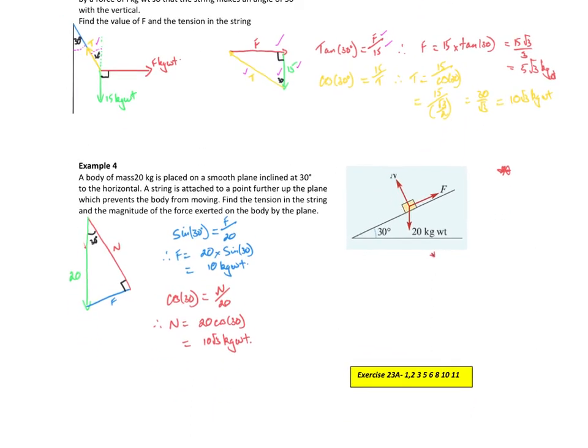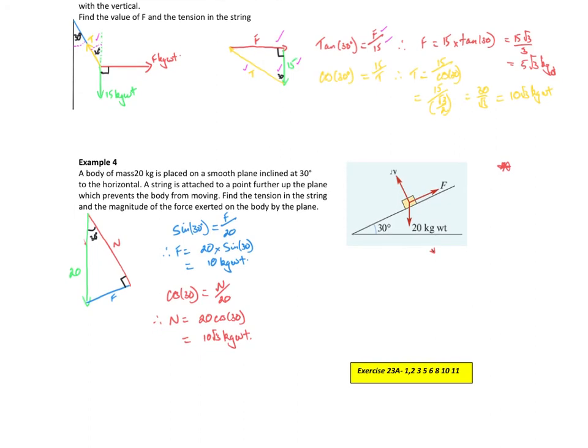Example 4, last one. All right, so again, here's my particle, a mass of 20 kilogram weights on an inclined plane. And again, we're just going to create my triangle of forces. So you can see that red Newton force there is perpendicular to the plane, and the force F is horizontal to the plane. So therefore, they're at right angles, aren't they? So there's that right angle there. And then my 20 kilogram weight acting vertically down is over here in green.